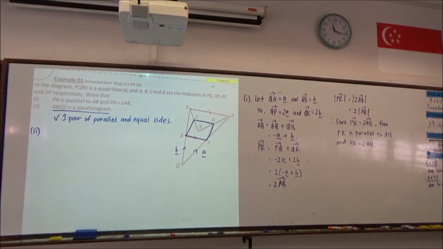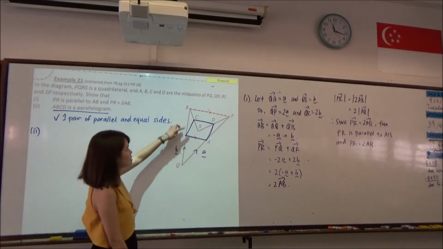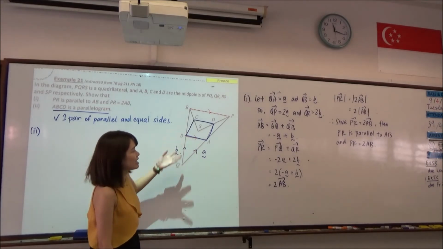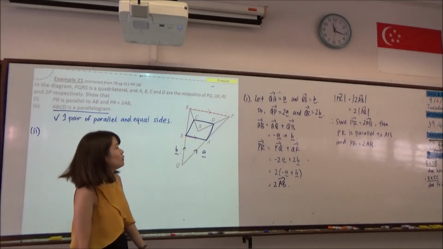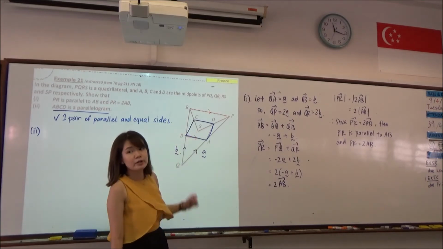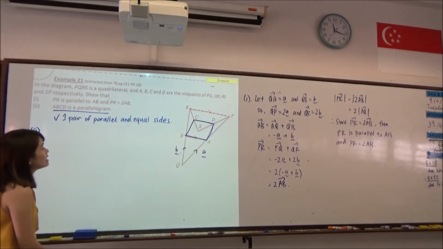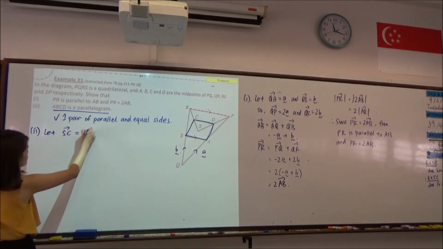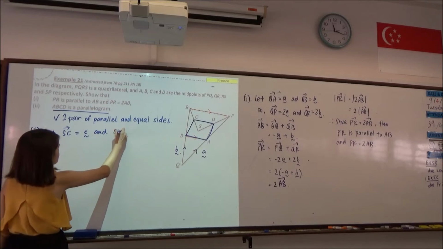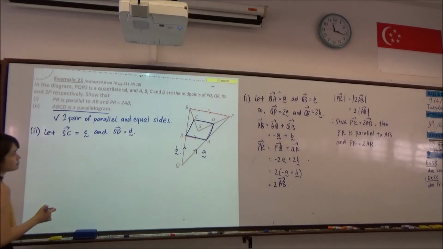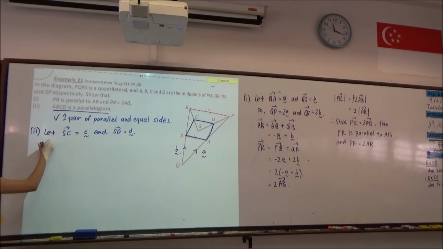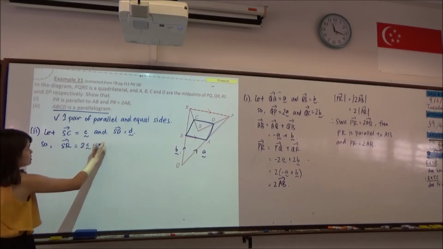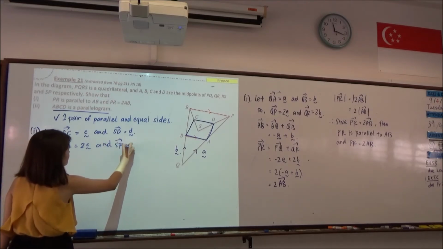Surely we will not be able to use C with reference to Q and D with reference to Q, because there is no line segment connecting them. So we will change our reference point to S instead. Let us define another set. Let SC be equal to C and SD be equal to D. So it's the same procedure. SR will be equal to 2C and SP equal to 2D.